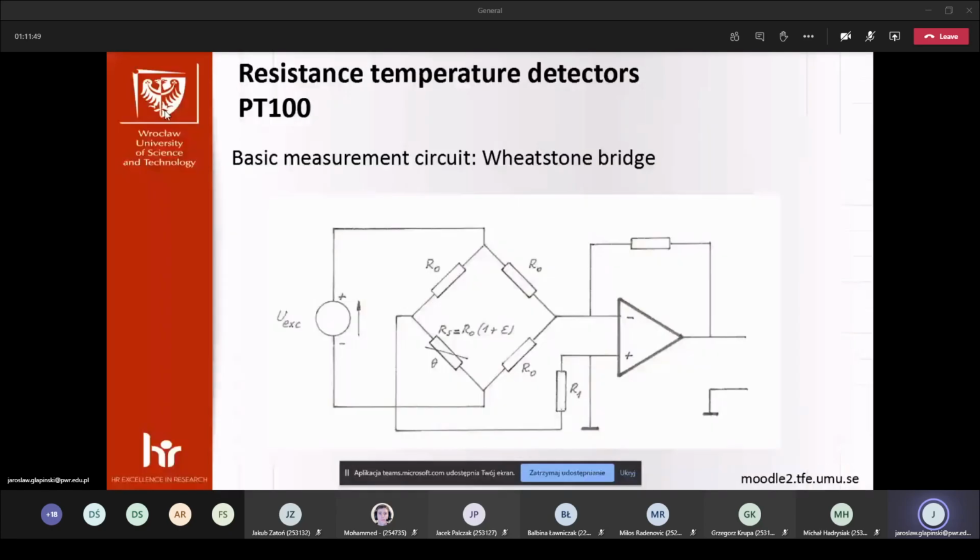Okay, so what's the problem of the measurement using resistance elements?